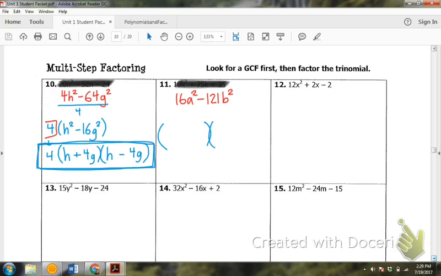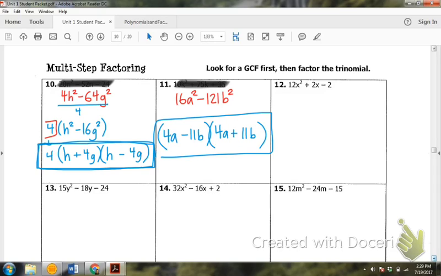What do you have in the first term? What's the square root of 16? 4. Okay. And the square root of a squared? Okay. One's plus, one's minus. Okay. Then what? Is 121 a perfect square? Yeah. What is it? 11. Perfect. And each of them get a what? Good. 4a minus 11b and 4a plus 11b. Yeah? Give yourself a little high five, everyone.